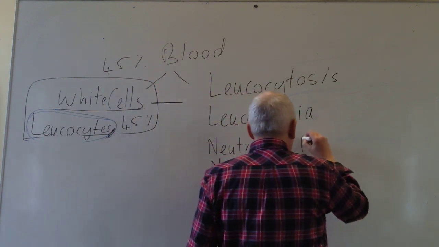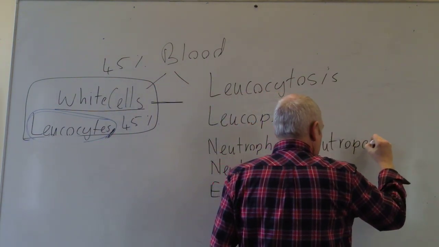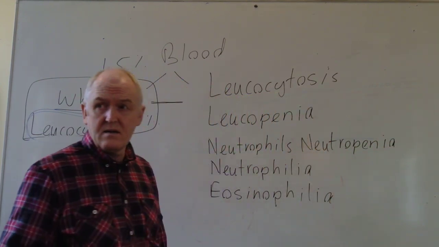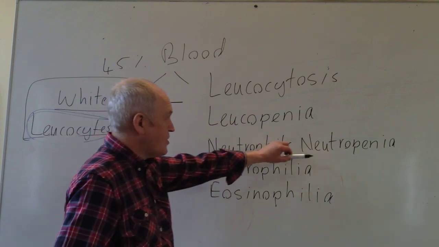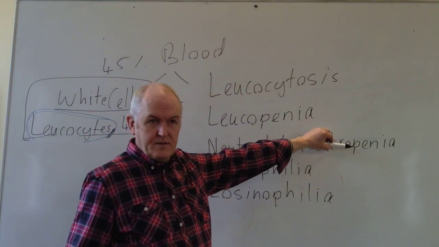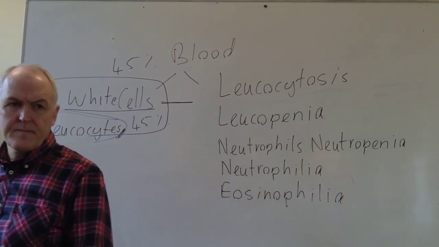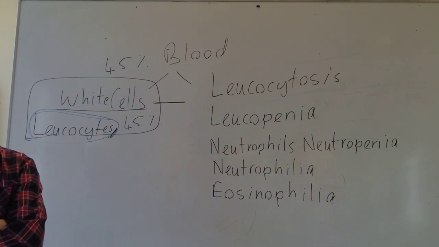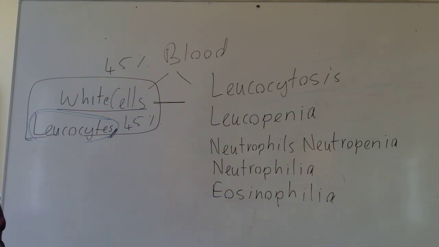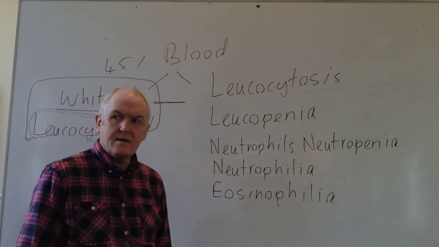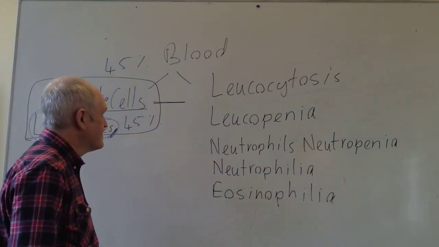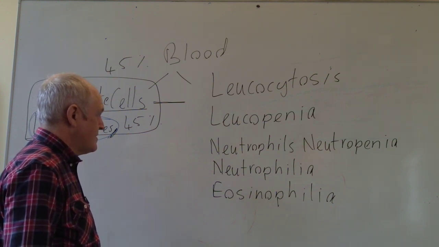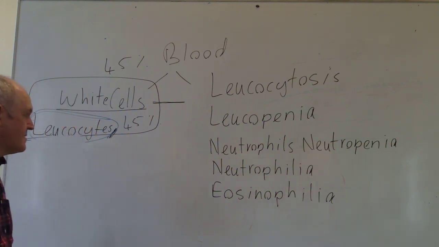Alternatively, can you see you could have a neutropenia. What would that be? Neutropenia? Yeah, not enough neutrophils. Does that sound quite dangerous? Again, the patients can get overwhelming infection and die if they're neutropenic. We don't want our patients to be neutropenic. So neutrophilia or neutropenia, eosinophilia, increased number of eosinophils.